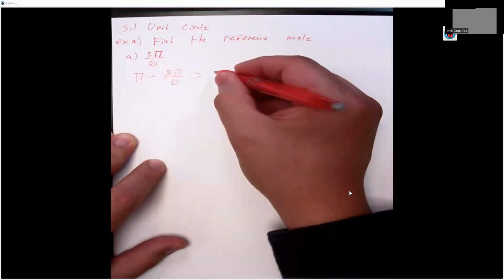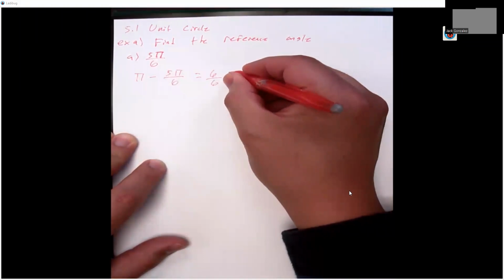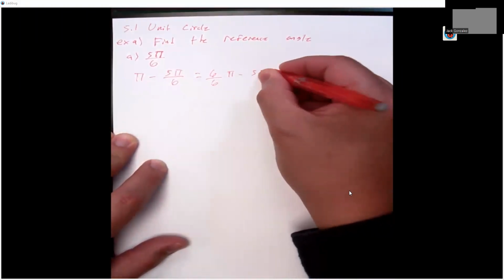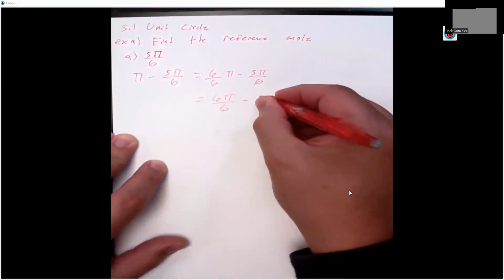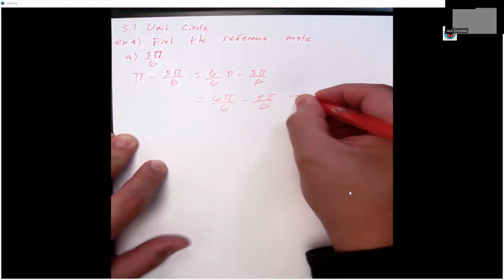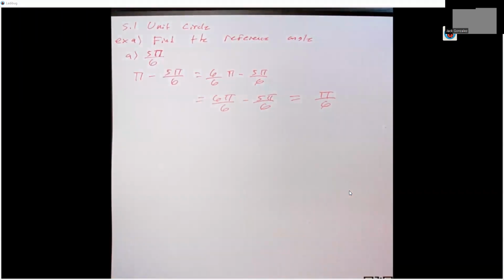The work you would show would be something like this. Get the common denominator. 6 pi over 6 minus 5 pi over 6 is a single pi over 6. For reference, I might be a little more cool about it, but if you get it wrong, then there's no partial credit to give.